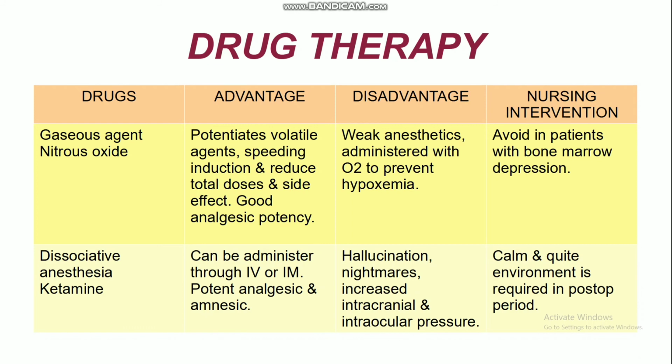And dissociative anesthesia is ketamine. It is administered through IV and IM, and it is a potent analgesic with amnesia. Two effects mainly happen here. The disadvantages are hallucinations and increased intracranial or intraocular pressure. Nurses should provide a calm and quiet environment during the post-op period.